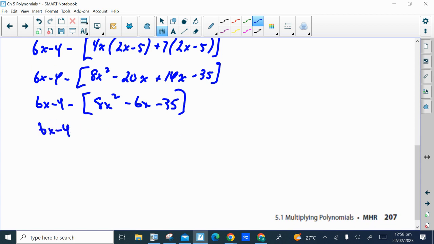And now, when you remove the bracket, the minus sign in front changes all those signs. And so we have negative 8x squared, 6x plus another 6x is positive 12x's. Negative 4 plus 35 is positive 31. So there's the final simplified answer.